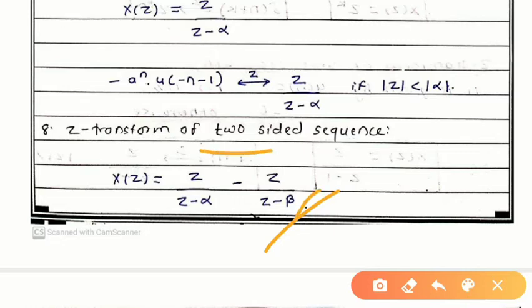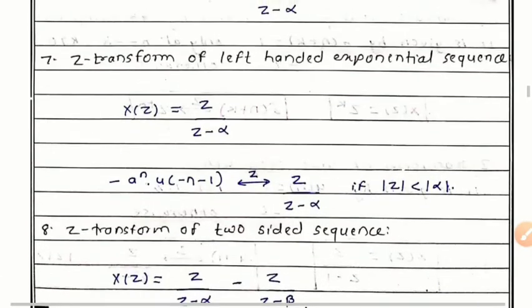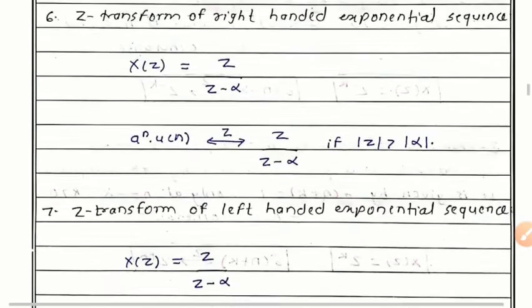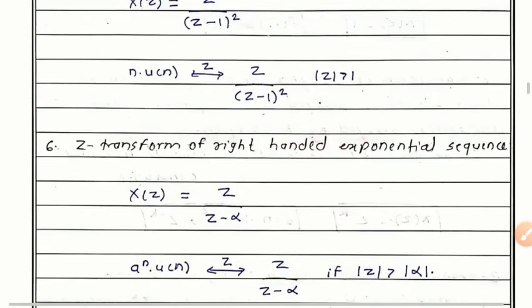So for the two-sided sequence, the Z transform will be Z upon Z minus alpha minus Z upon Z minus beta. While solving the problems on the examples, or we can say properties of the Z transform, you have to put directly the Z transform of those sequences, okay. If you are asked for the left-handed sequence, directly put Z upon Z minus alpha. If in the example it is asked for the right-handed sequence, please directly put Z upon Z minus alpha. There is no extra calculation needed.